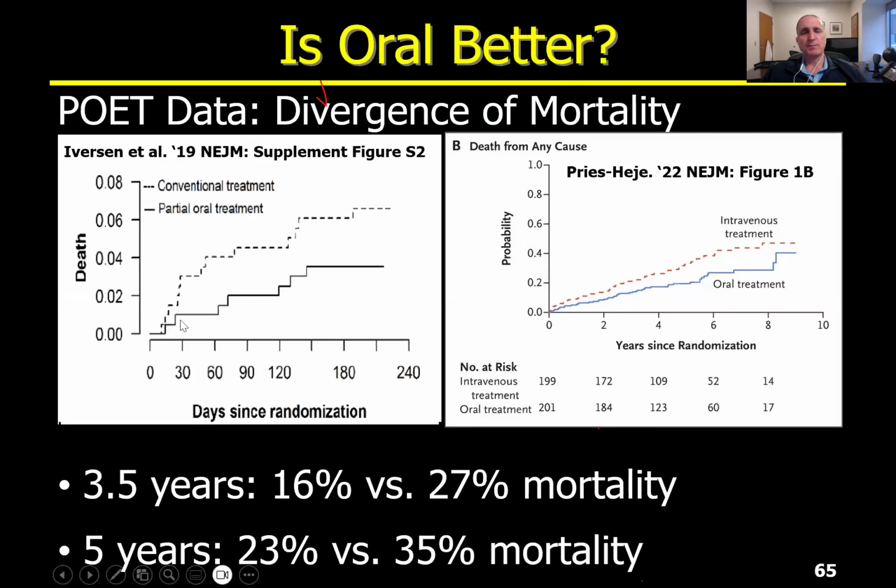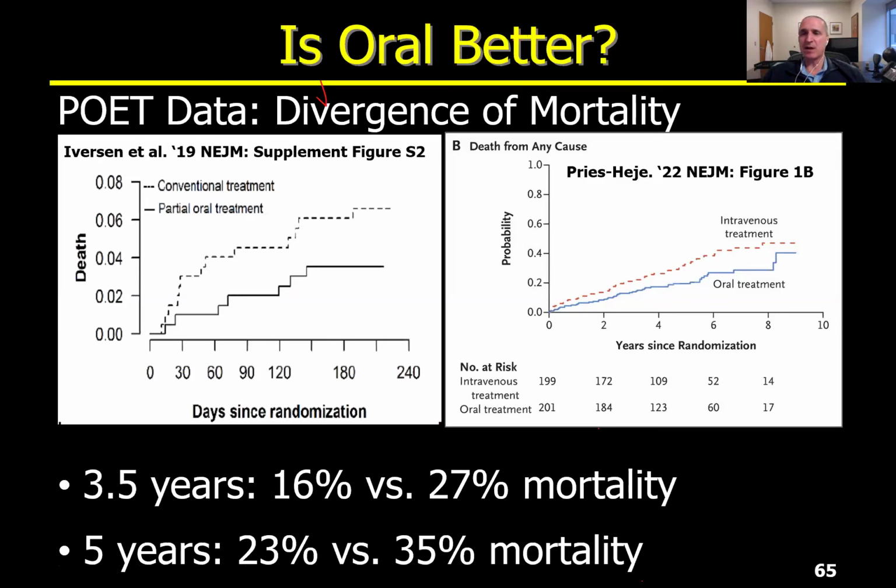In the original POET paper, so this is IV therapy and it's death, so higher is worse, and here is oral. The Kaplan-Meier mortality curves in the original paper began to diverge during the 42 days of therapy. So while being treated, those curves began to diverge, but the magnitude of the difference continued to widen out over months to years. At 1 year and 2 years, the curves are still diverging. At 3 years, they're diverging. For 5 years, those curves are still widening out.